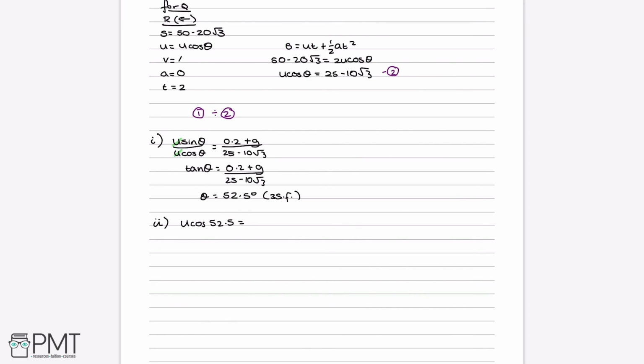Obviously, when doing this in your calculator, use the entire number. This is equal to 25, take away 10 root 3. And so if we divide both sides by cos of 52.5 and put this into our calculator, we find that u is equal to 12.6. This is to 3 significant figures. So this question, although there was a part I and II, the mark scheme actually doesn't differentiate between the two.